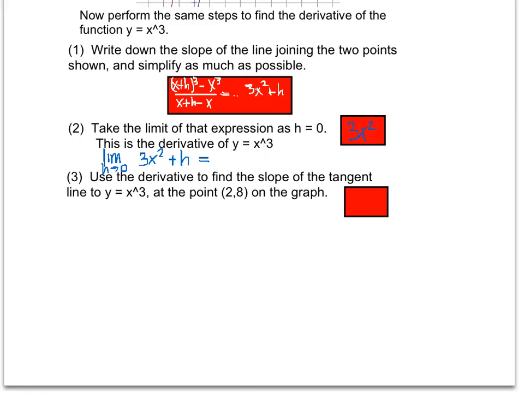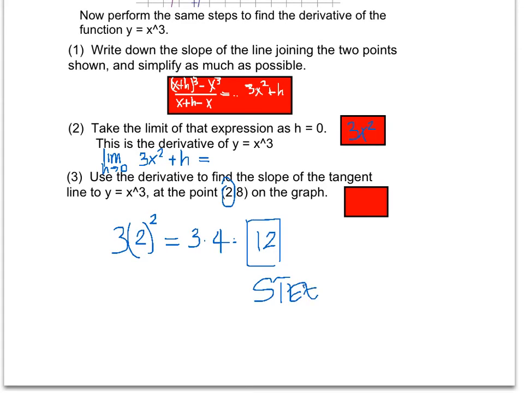Question 3 is saying, at the point 2, 8, what is the slope of the line tangent to the graph? Well, that means we have an x value of 2, so 3 times 2 squared equals 3 times 4 is 12. So the slope of the line tangent to the graph at 2, 8 is 12, i.e. a very steep line.